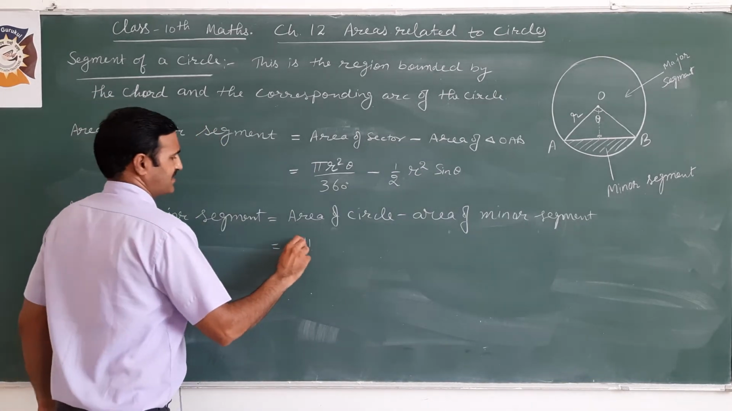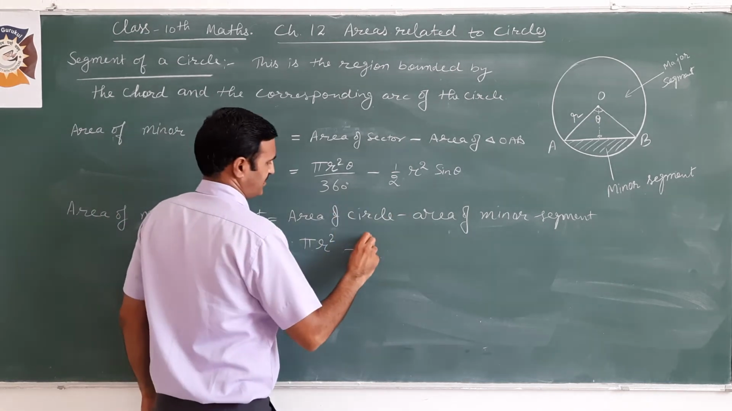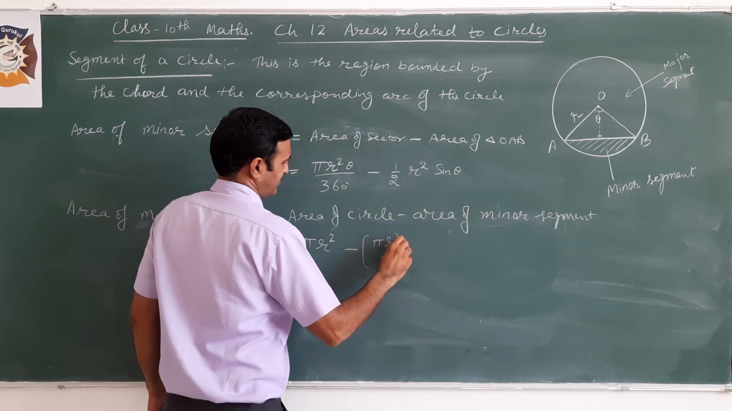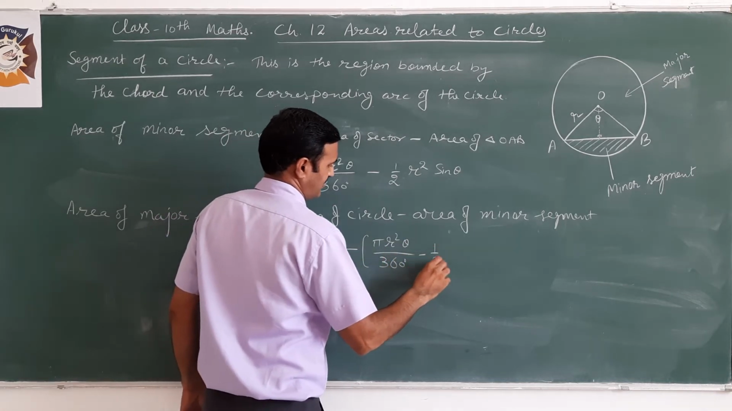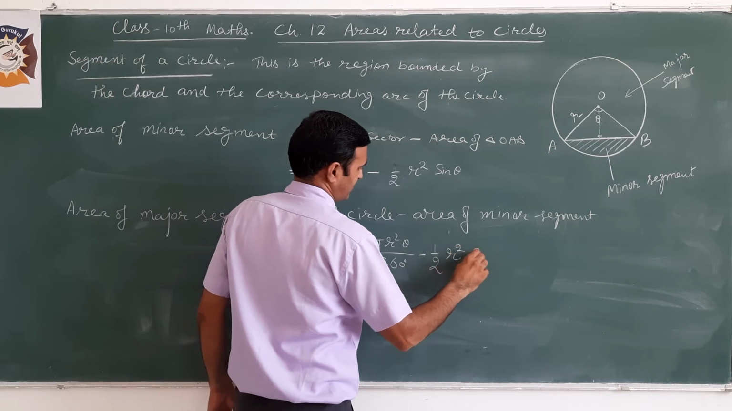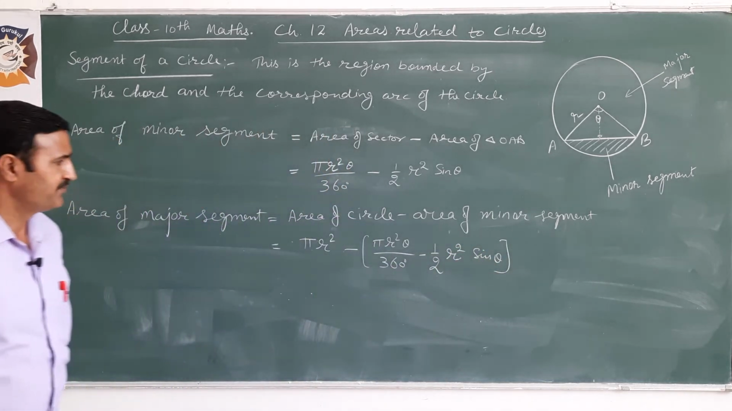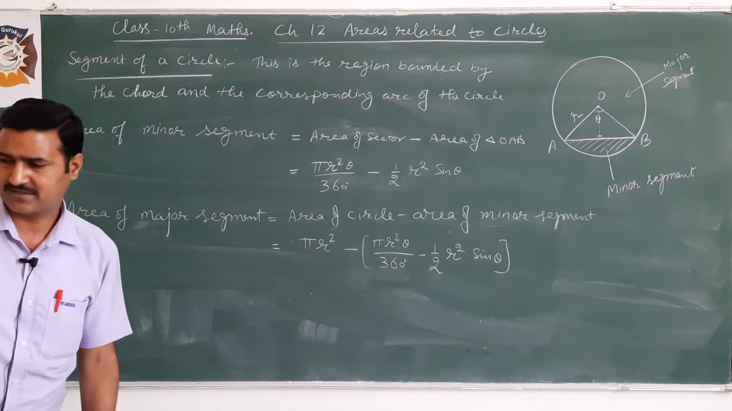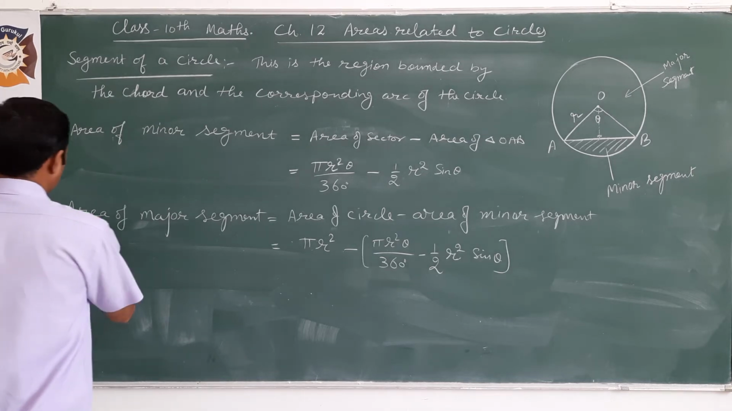Area of circle is pi r square, and area of minor segment is pi r square theta upon 360 degree minus 1 by 2 r square sine theta. This is the area of the major segment. Now some questions based on these basics from exercise 12.2.